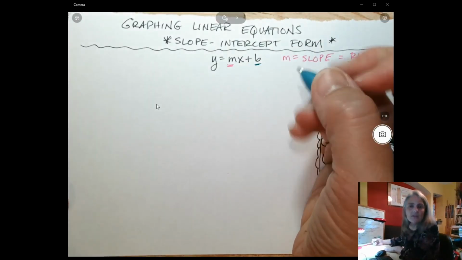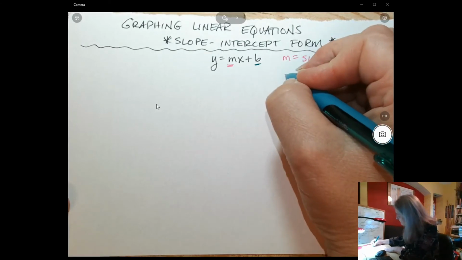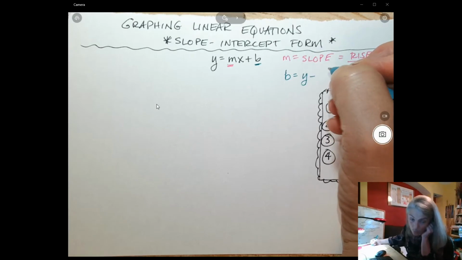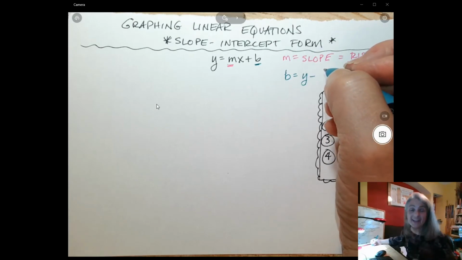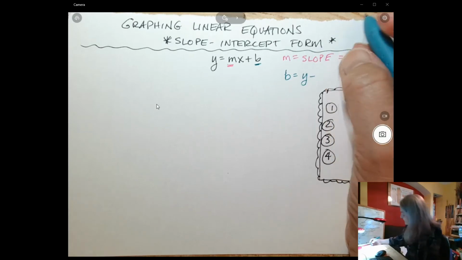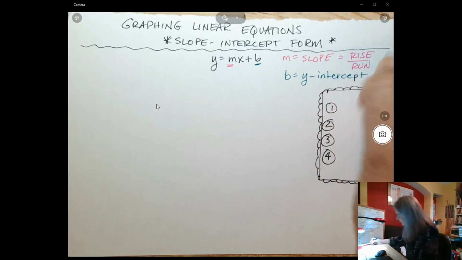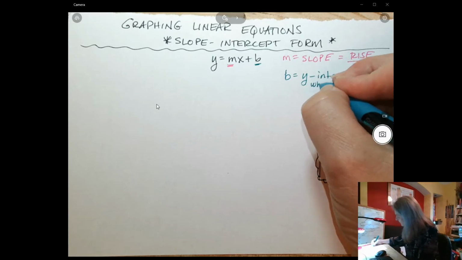The second part of this type of equation is this b. B represents the y-intercept. That's where x equals 0. Where does that line intercept or pierce the y-axis? So we call that the y-intercept, and that's where x equals 0.